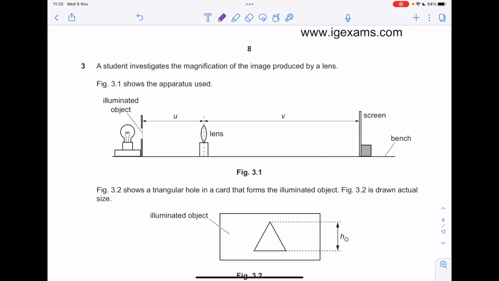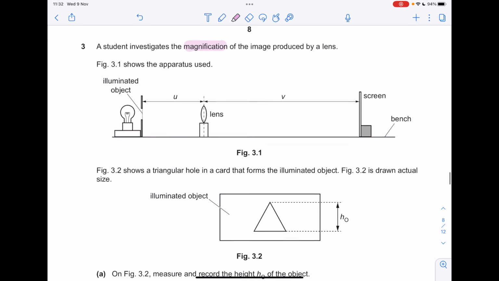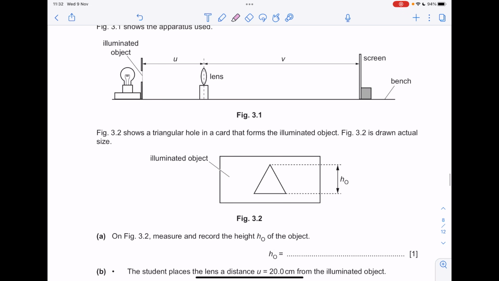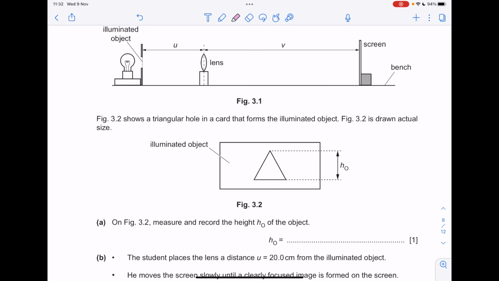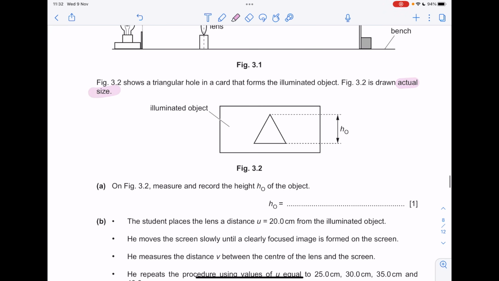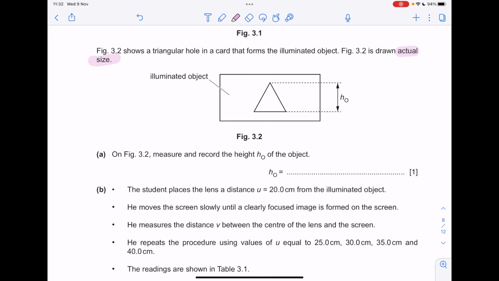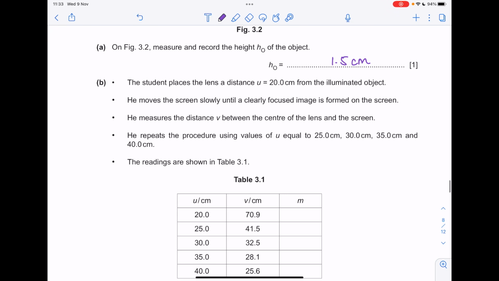A student investigates the magnification of the image produced by a lens. Figure 3.1 shows the apparatus used. Figure 3.2 shows a triangular hole in a card that forms the illuminated object. Figure 3.2 is drawn to actual size. On figure 3.2, measure and record the height. Measure the length of this line here, and it's 1.5 centimetres. Always include units.